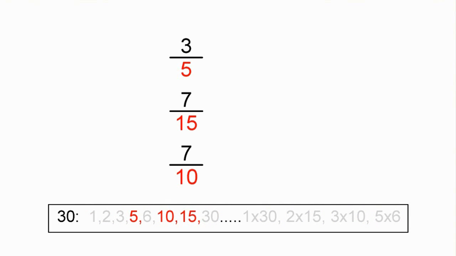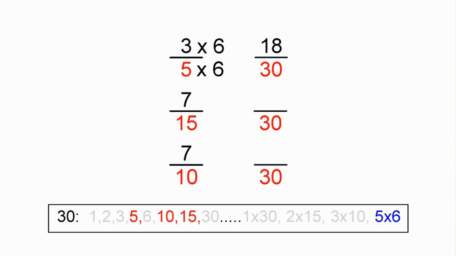Now I have to raise all these fractions up to 30. If I look at the multiples, I can see that I have to multiply the denominator of the first fraction by 6 to get 30, so the top is 3 times 6 or 18. The second fraction is times 2, so the top of the fraction is 7 times 2 or 14. The last fraction is times 3, so the top is 7 times 3 or 21.